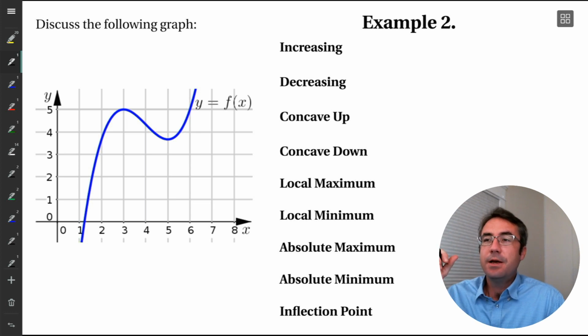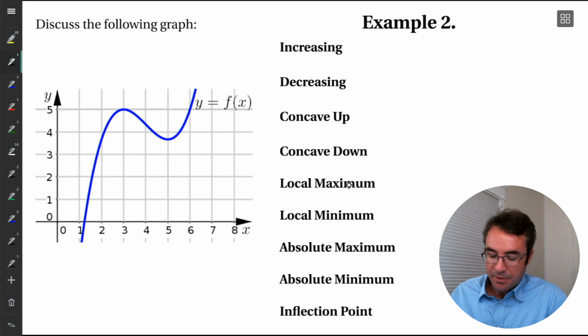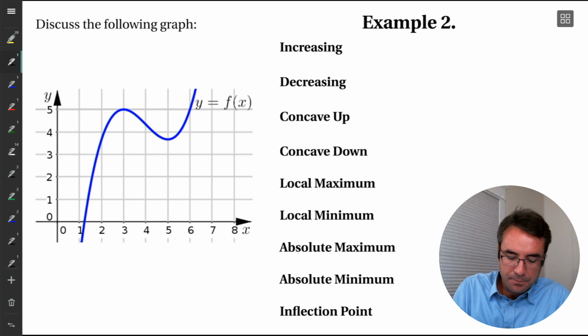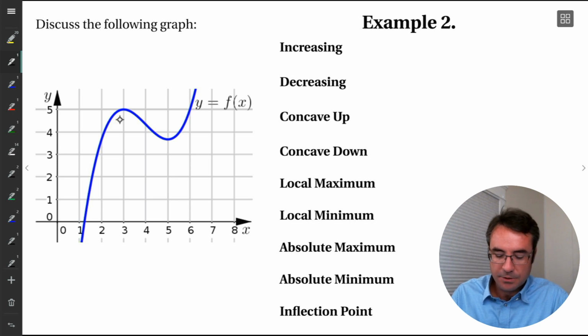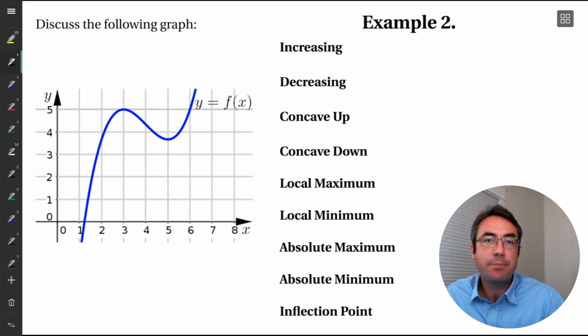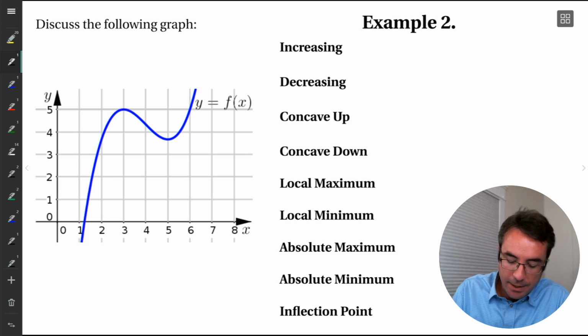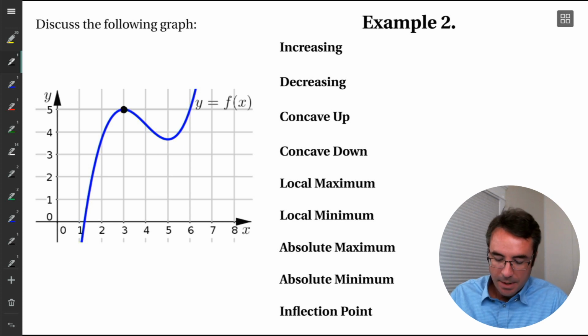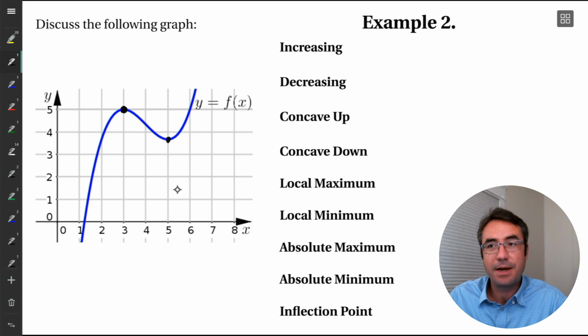All right, so let's start with the local max and local min. This is going to influence our intervals for increase, decrease. First of all, when we look at this graph, a local max is a high point, just along our curve. We see one right here, right at x equals 3. And then we also see a local minimum right here at x equals 5.